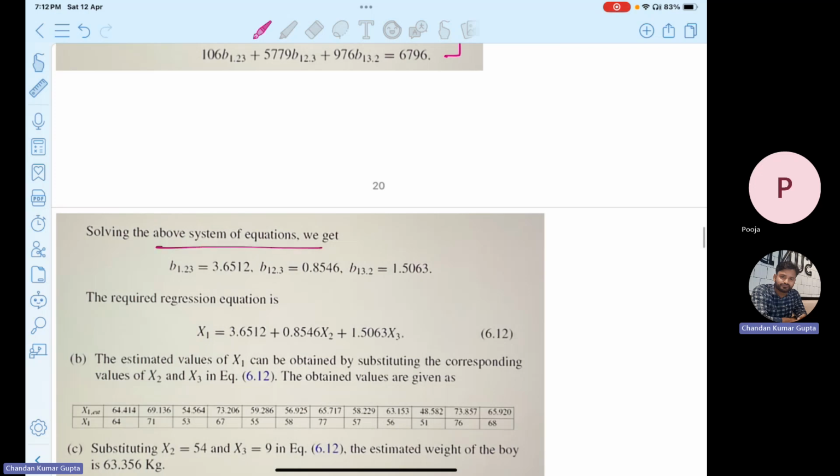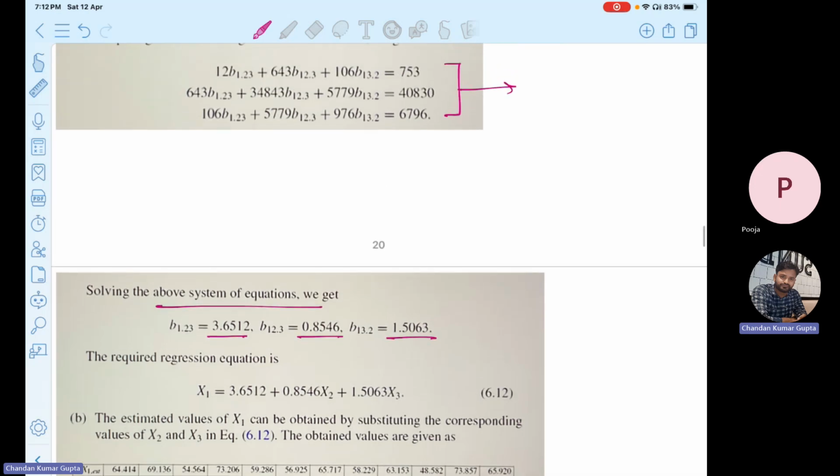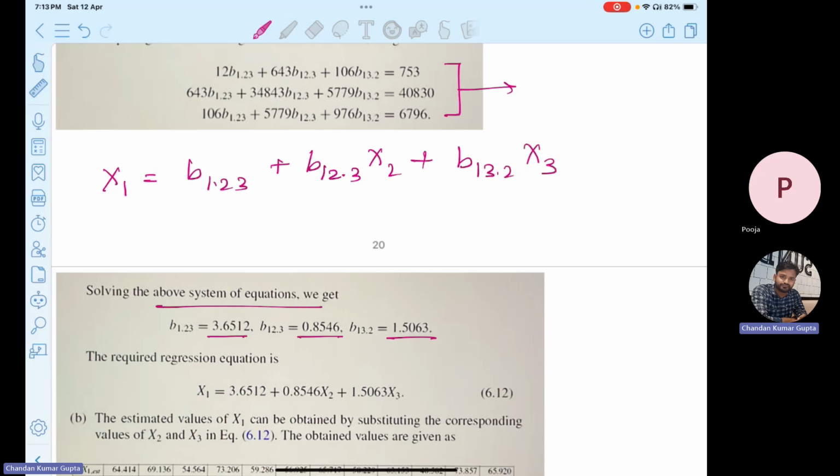the solution. We are given b1.23, b12.3 and b13.2, so these are the regression coefficients. So our regression equation will be x1 equals b1.23, plus b12.3 x2, plus b13.2 x3. Okay, so we have already estimated the values of b1.23, b12.3, and b13.2.